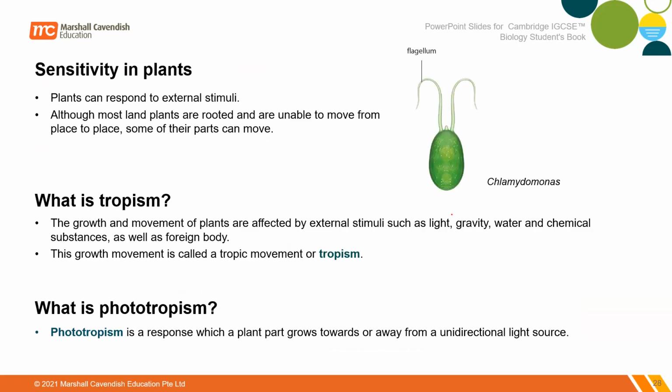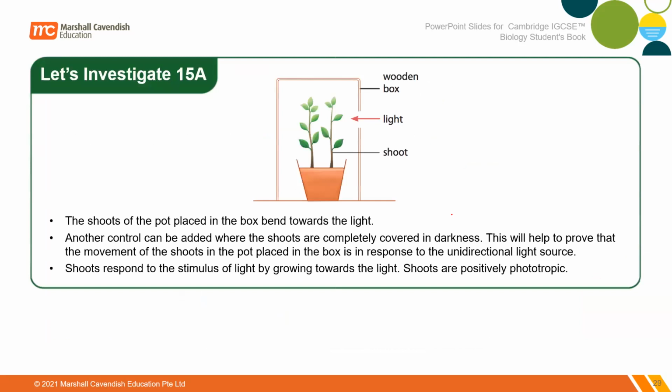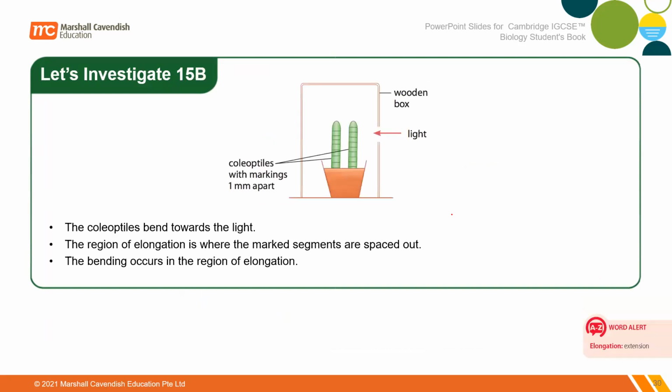I think there is no need to revise on this. Let's remember that there is a hormone called auxins. The auxins hormones are plant hormones that control growth either towards light or away from light, towards gravity or away from gravity.